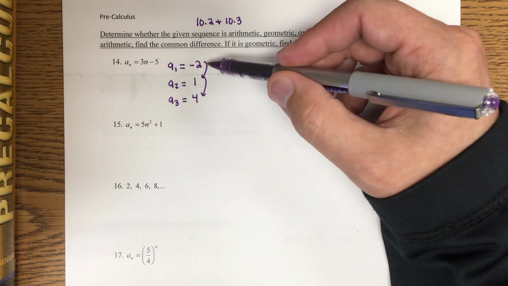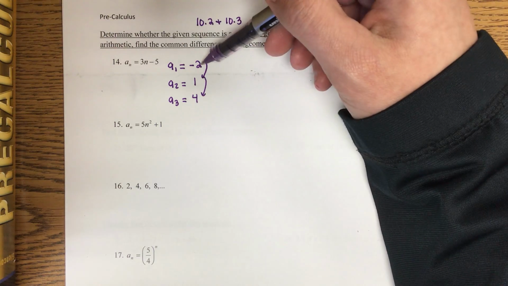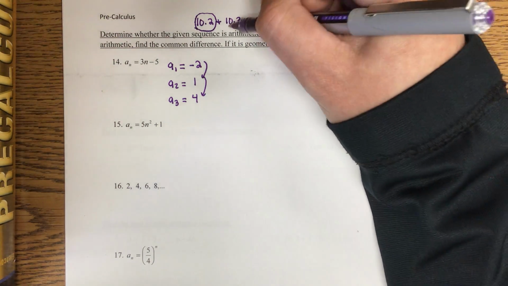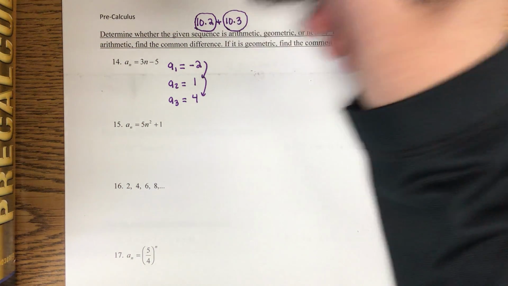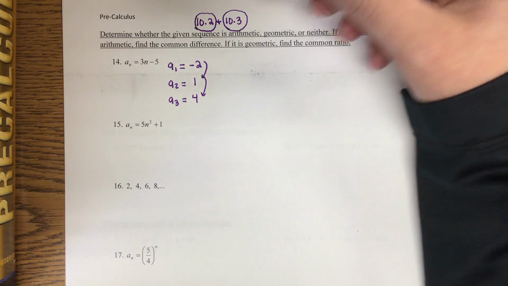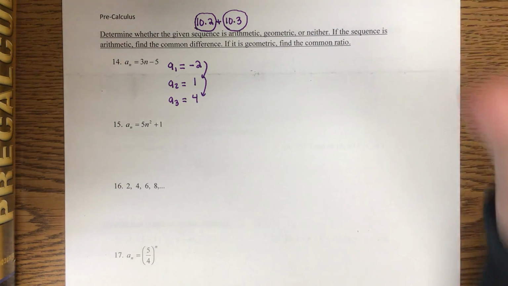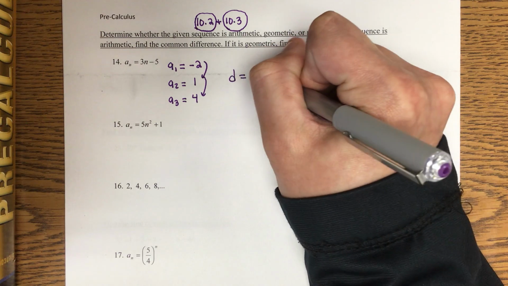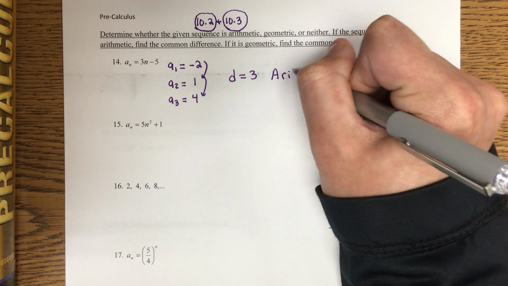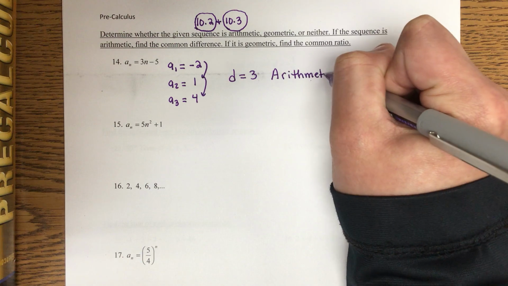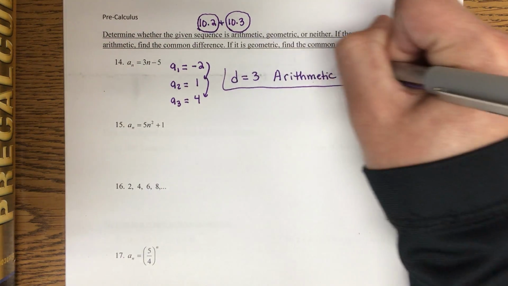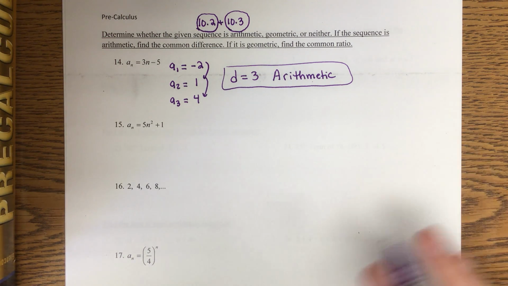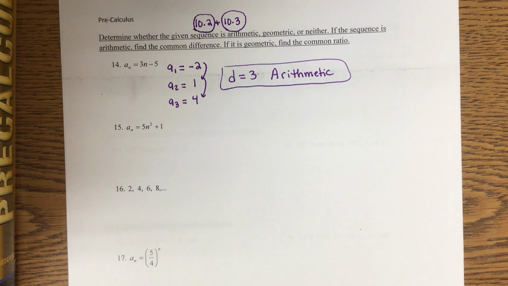Other things to kind of note here is if they're adding the same number, it is arithmetic from 10.2. If they're multiplying the same number, it's geometric from 10.3. But if it's neither, then there's nothing really to worry about. You would just write neither. This one, they're adding the same number every time. They're adding 3. So this is an arithmetic sequence. Okay, so some of these are neither. Some of them are geometric. I'll kind of let you decide that.